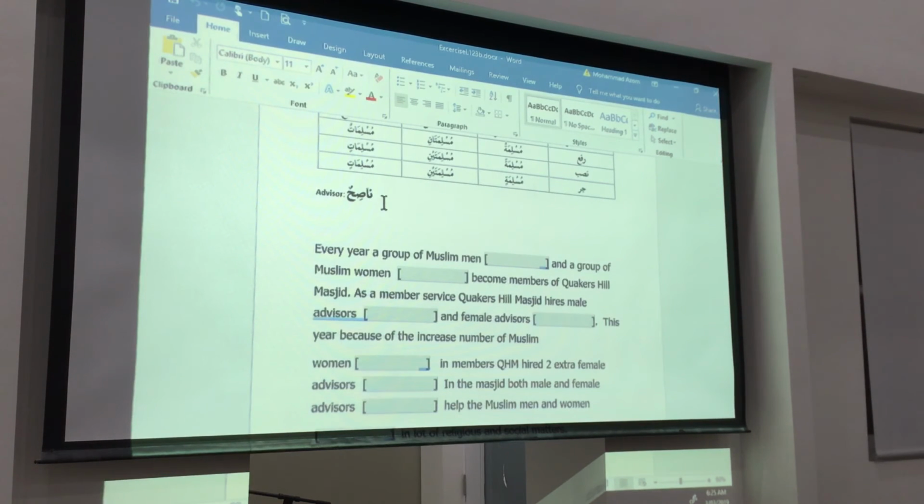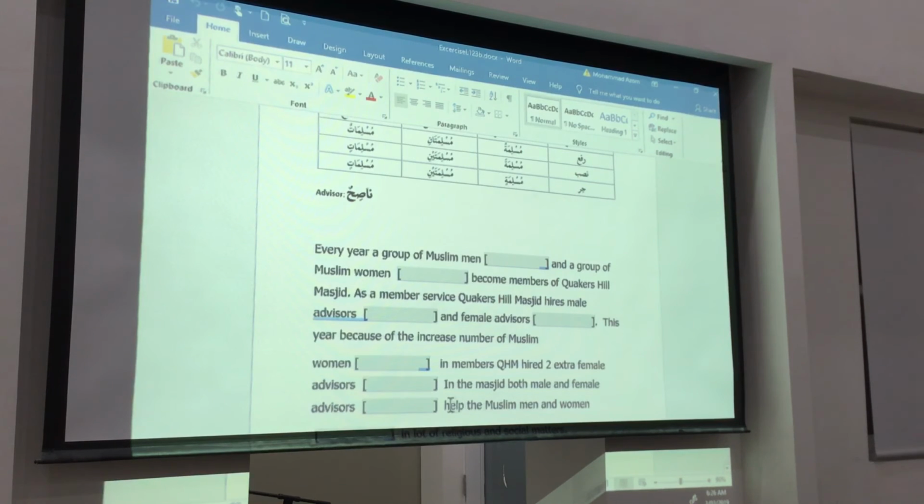Tina or Tani? Second line, third one. No, second. Yes, second line, third one. Not third one, this one. You know, it's not jar. It's nasab. What did Quack Masjid hire? They hired two extra female advisors. Okay, there's no "of" here, so it's going to be nasihataini, not tani, tiny, like Muslimataini, nasihataini.